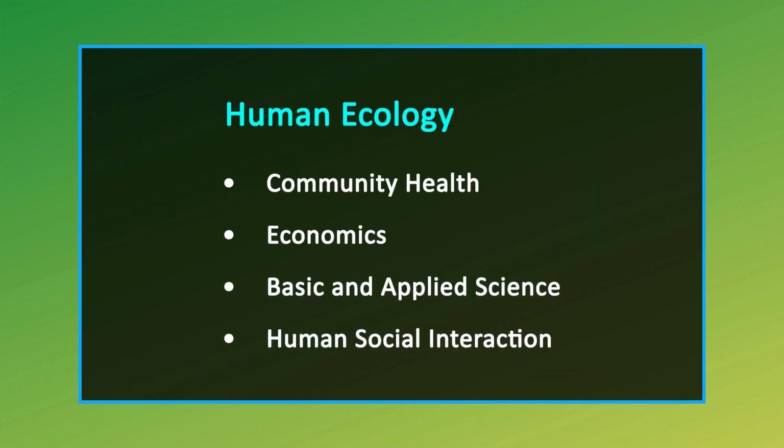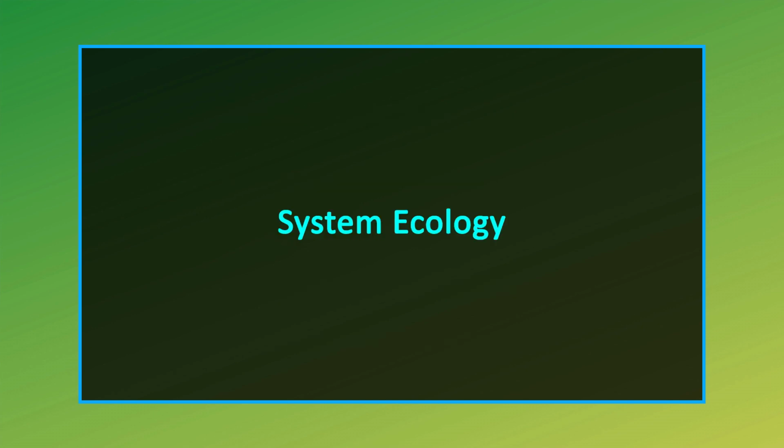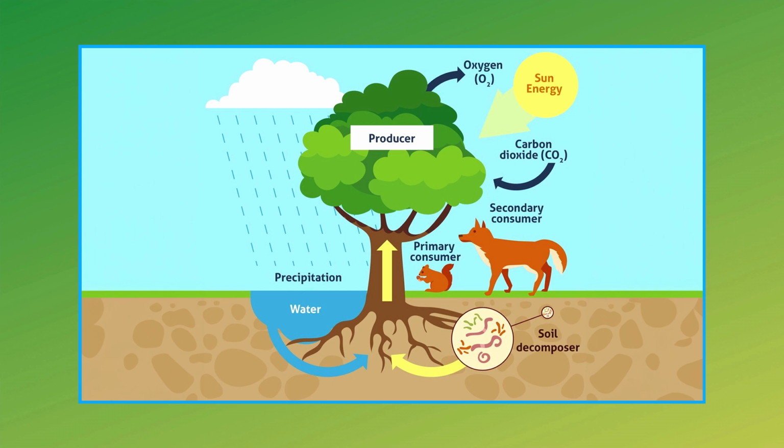Human ecology deals with the community health, economics, basic and applied science, and human social interaction. Systems ecology is the most modern branch of ecology, which takes advantage of applied mathematics, computer science, and advanced statistical techniques to understand the structure and function of an ecosystem.